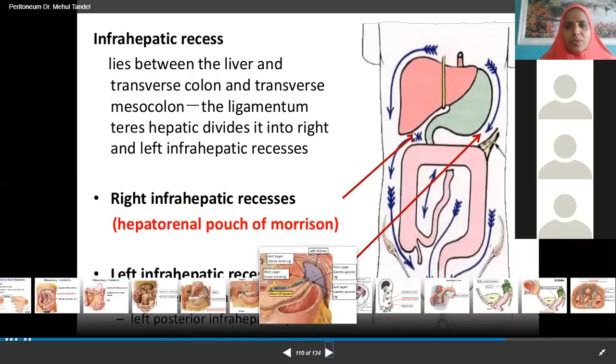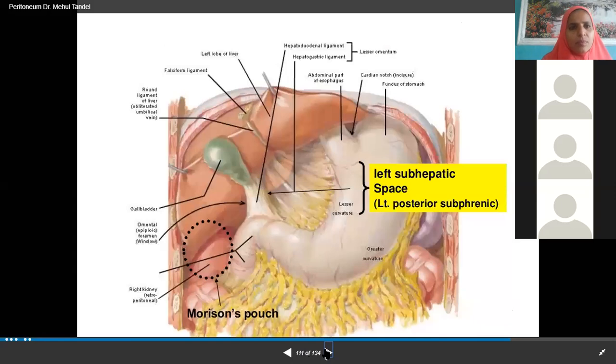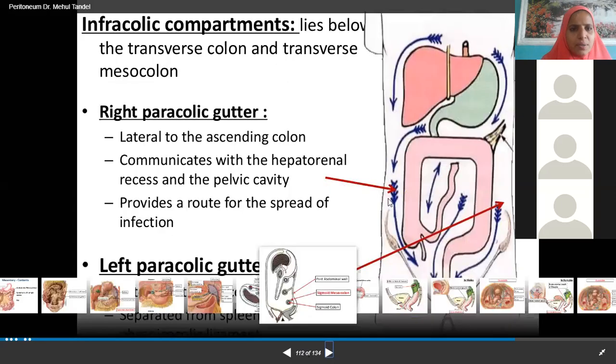Okay. So infrahepatic means what? Below liver. Also you will find this space between the transverse colon. Okay. So we have, see, this one, hepatorenal pouch, this one, this big arrow between the left kidney and left colic flexure, isn't it? So all these are recesses. Okay. These are, what are these? Gutters.